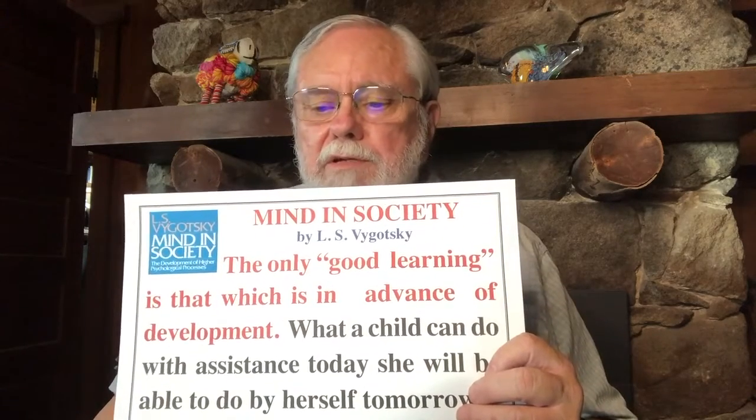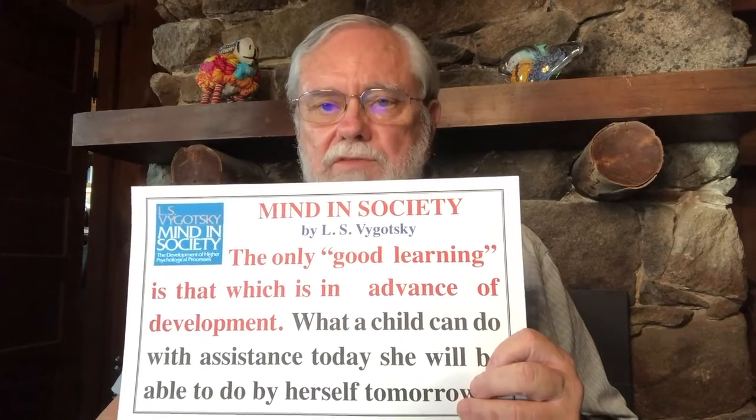So how do we start with rich language like that and still teach children the skills that are necessary to be able to decode and read and write with fluency? The answer is to scaffold instruction. Vygotsky, back in the 1920s and 30s, talked about this concept. And Vygotsky's basic concept agrees with Marion Diamond. He said the only good learning is that which is in advance of development. What a child can do with assistance today, she will be able to do by herself tomorrow.